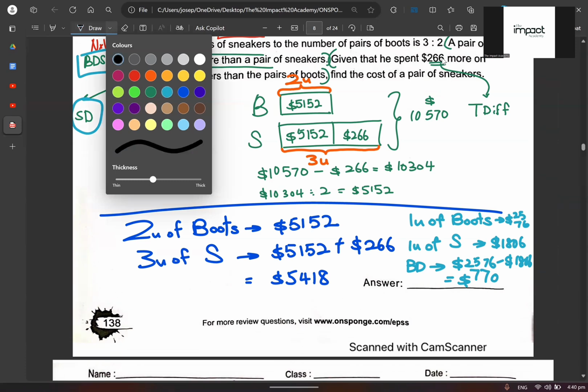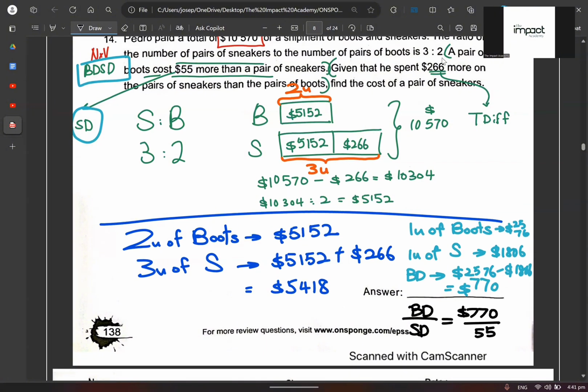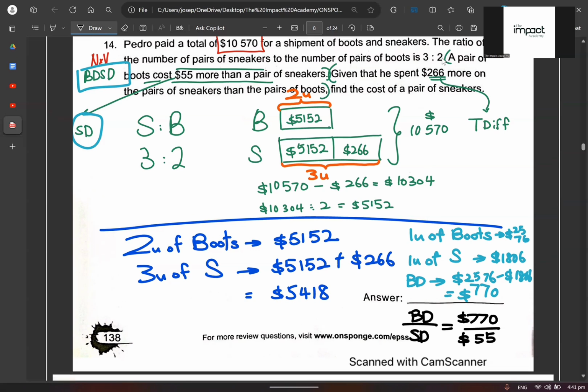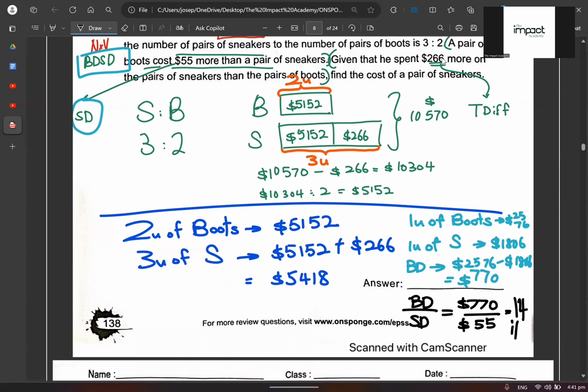After I know my BD and my SD, I can do BD over SD, which equals 770 over 55. So dollar over dollar, what happens? My answer is not dollars anymore. I get 14. 14 what? In this situation, we are talking about boots and sneakers, so we just say 14 items.